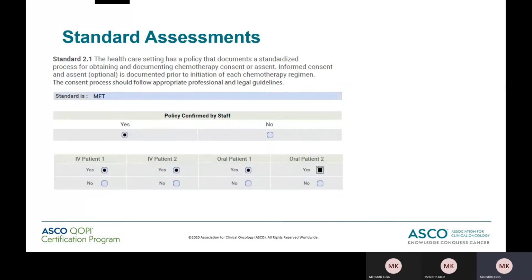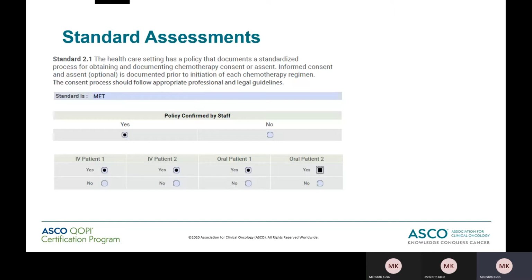This particular standard requires a policy, so it has a checkoff to state that the policy was confirmed by your staff, that everything was in place as described in the written document. Then there's a section here because the standard requires patient documentation as well. At least 4 patients are evaluated, 2 IV and 2 oral patients. This checklist is indicating that all 4 patients had consent documented in their medical records, and that means that the standard was met.